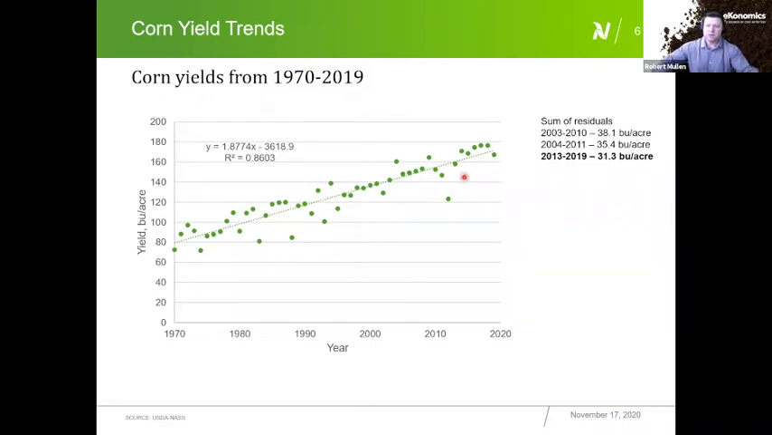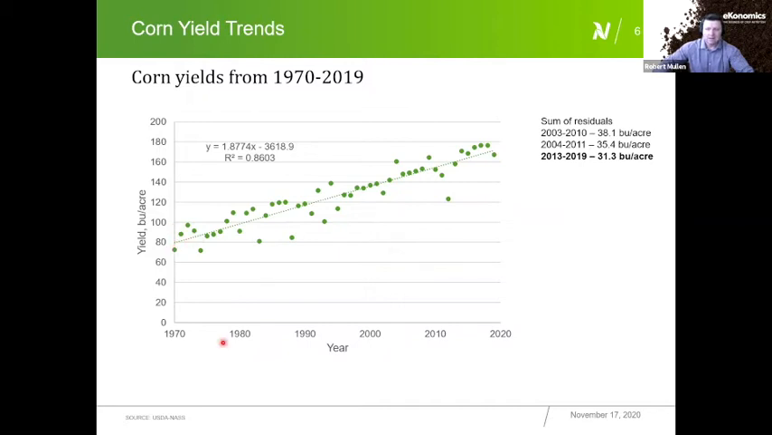But here's what I want to do. If you look at this regression line and you see this R square, there's a reason I introduced R square at the beginning. It's doing a pretty good job of describing that this change in year explains about 86% of the variability in yield that I see over time.